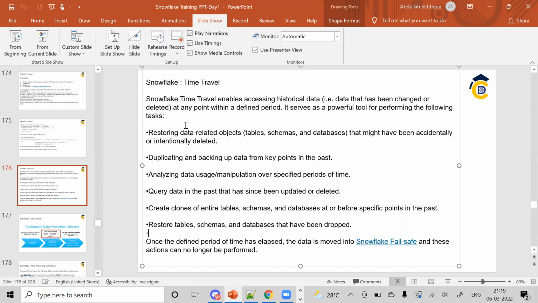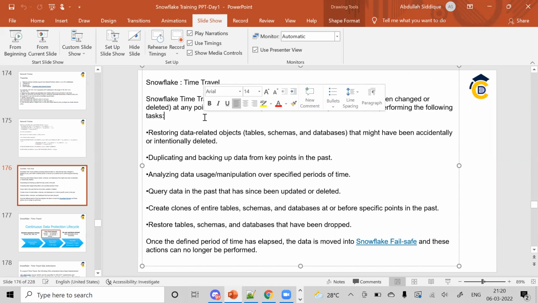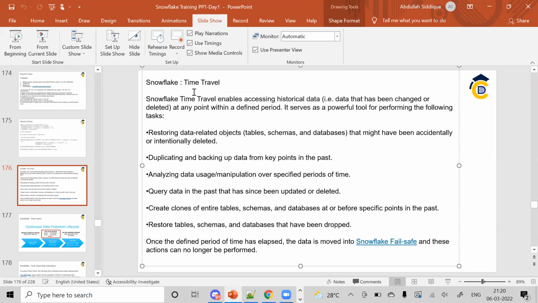If I read this, Snowflake time travel enables accessing historical data, that is, data that has been changed or deleted, at any point within a defined period. This is important: within a defined period. It serves as a powerful tool for performing the following tasks. We'll look at those tasks in some time. But what is this defined period?